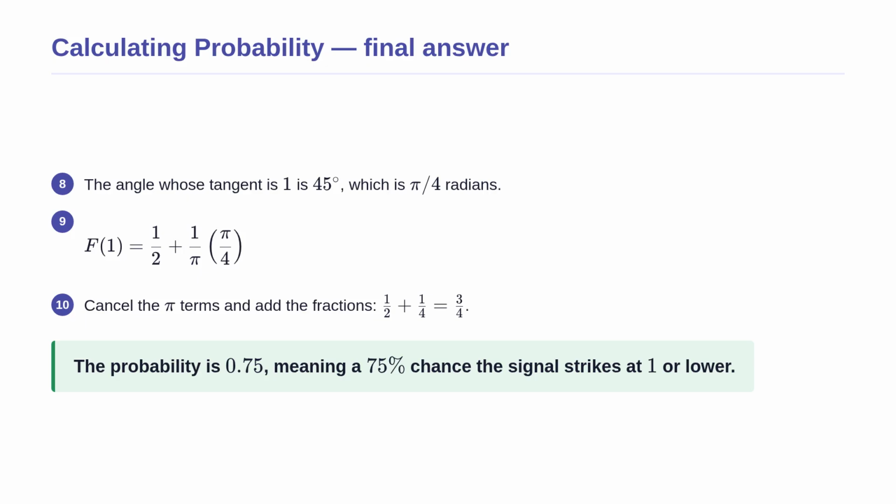We substitute pi over 4 into our equation. The pi in the numerator perfectly cancels the pi in the denominator, removing all irrational numbers. We are left adding 1/2 and 1/4, which gives 3/4, or 0.75. Physically, this means there is a highly likely 75% chance the radar signal will strike the line at a coordinate of 1 or lower.